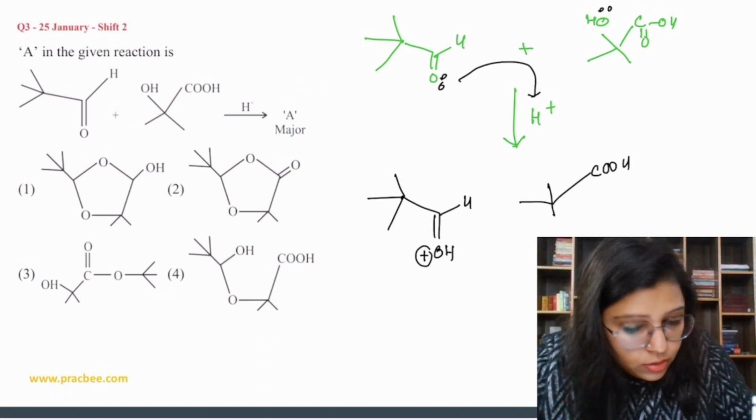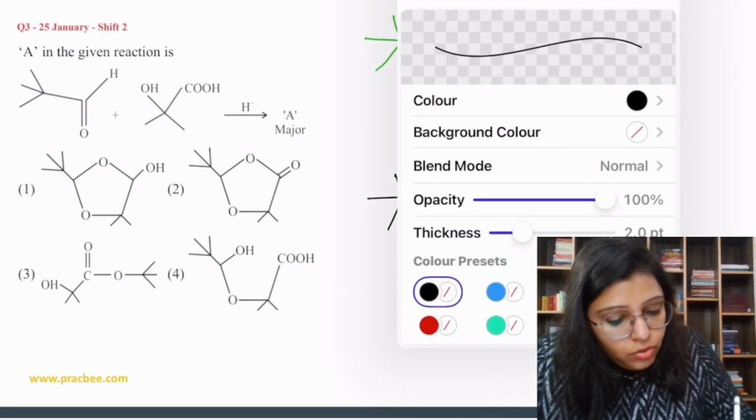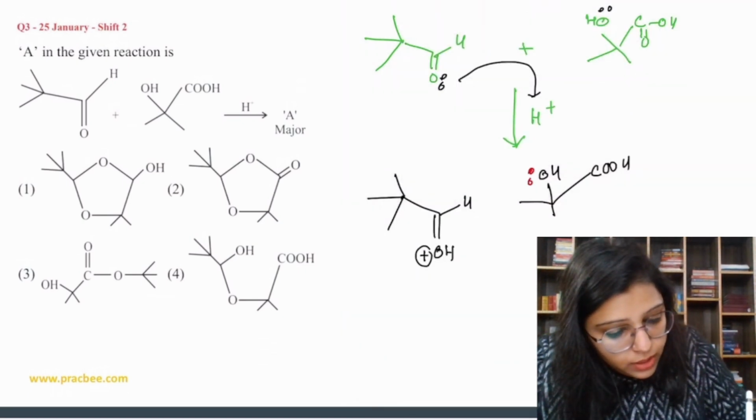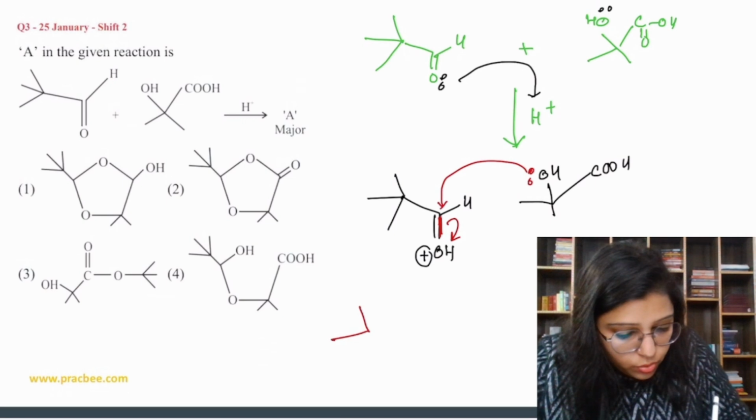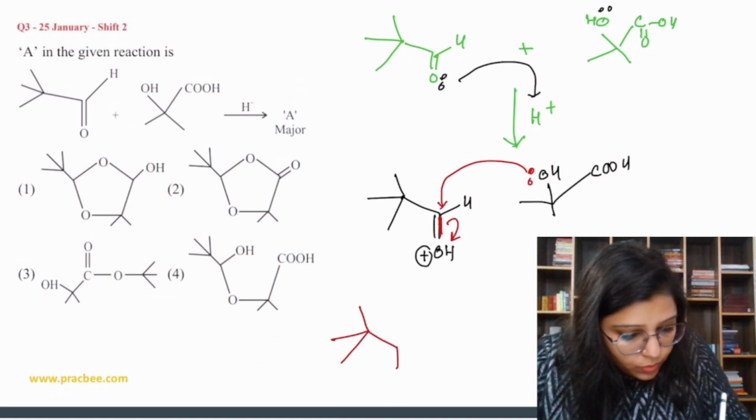And then COOH, OH. Okay. Now next, this oxygen lone pair attacks on this carbon and electron of this bond shifts towards OH. Okay. So by doing so, we get OH. This is O, H positive, and we write C double bond OH, right?